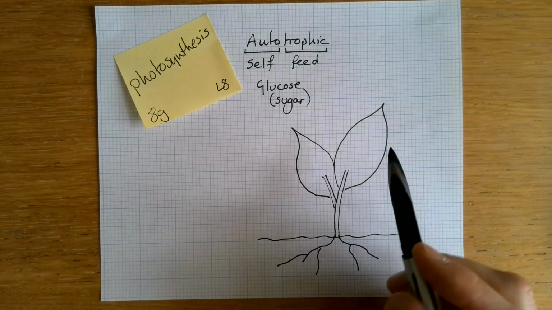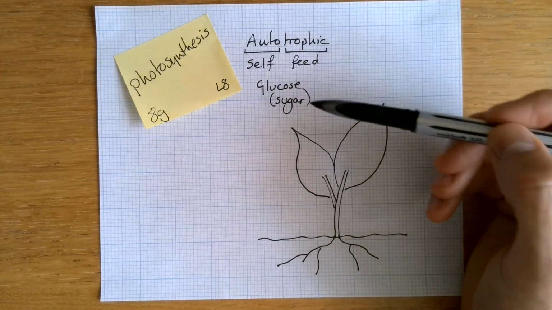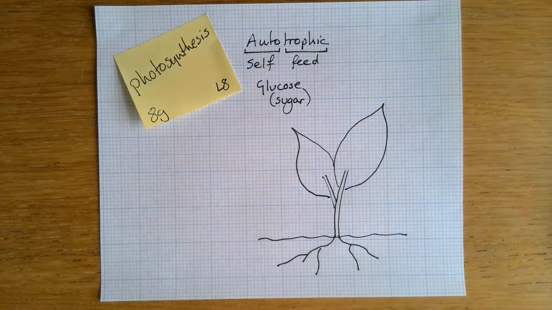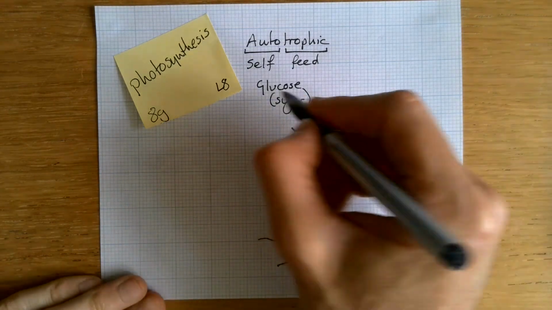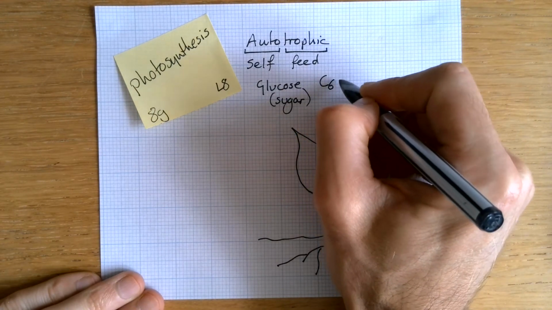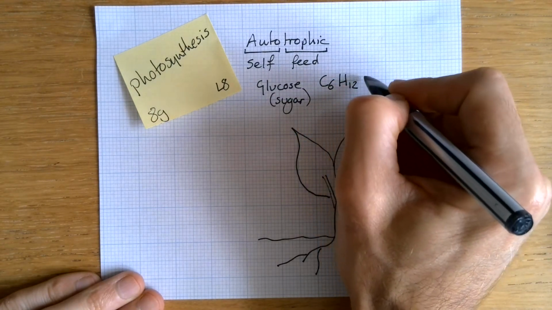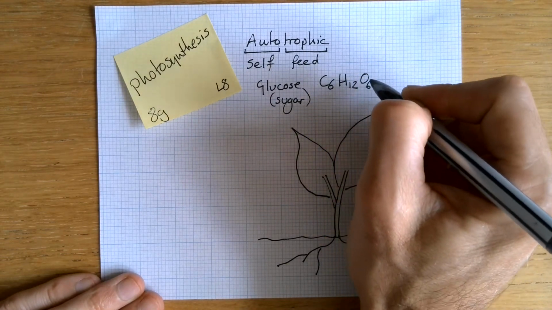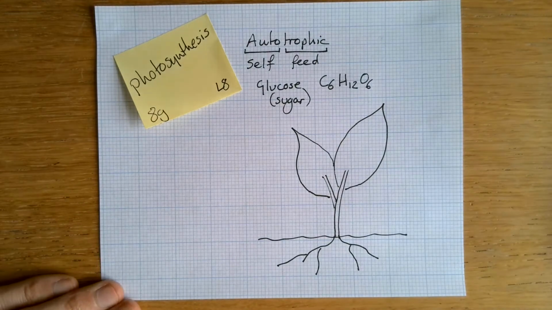Okay, so the objective is to make glucose. So we need to start with some reactants. We need to start with some chemicals that are going to help us make this stuff called glucose. Now, if you're interested, glucose has the chemical formula C6H12O6. So we need to get three different elements: carbon, hydrogen and oxygen. So let's look and see where we can get that from.